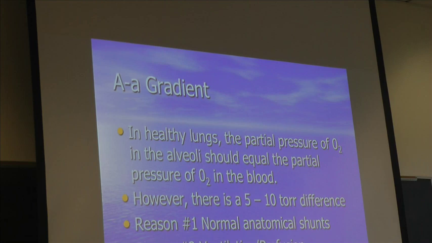But there are normal anatomical shunts. Did I tell you guys about the shunts? No, I don't mention it. So you need to write down the normal anatomical shunts: bronchial circulation and Thebesian veins. Bronchial circulation and Thebesian veins. This is venous blood that drains into the left atrium. Venous blood is lacking oxygen, and it's draining into the left atrium, so it's going to dilute the blood that has all the oxygen on it. That's why when we take a blood sample, we see a little bit lower oxygen than what's in the alveoli. So anatomical shunts, and then the other reason is ventilation to perfusion inequalities.